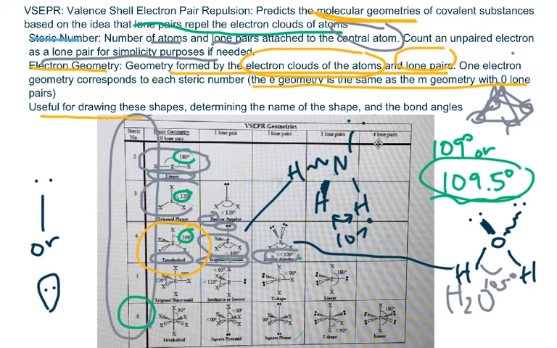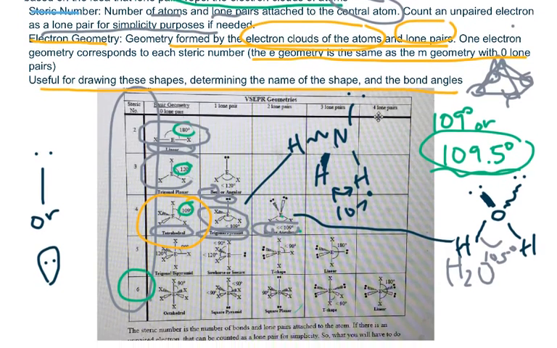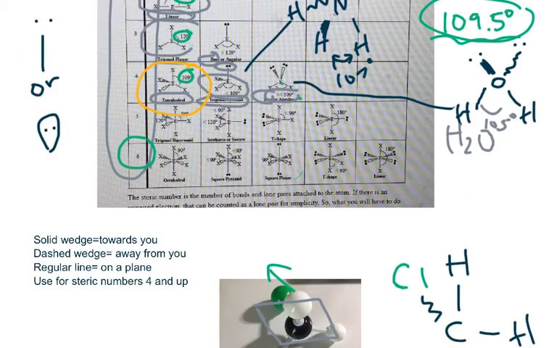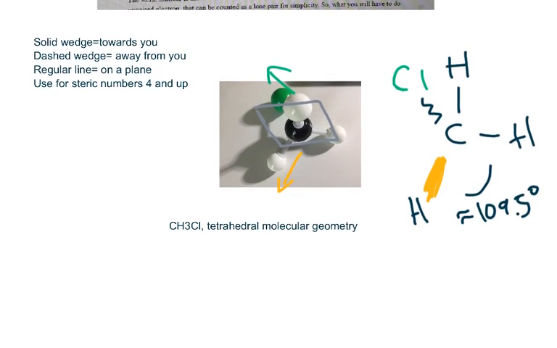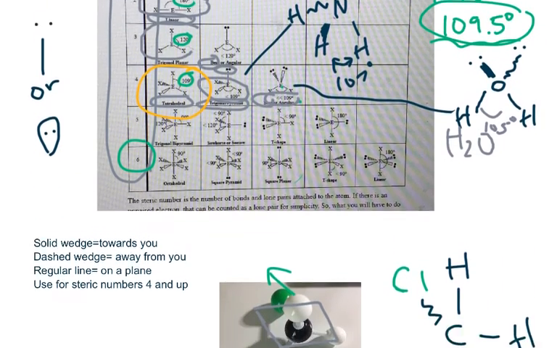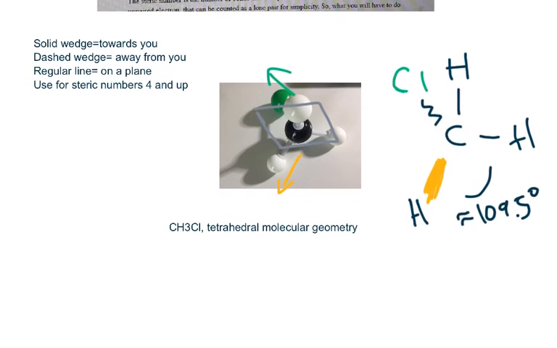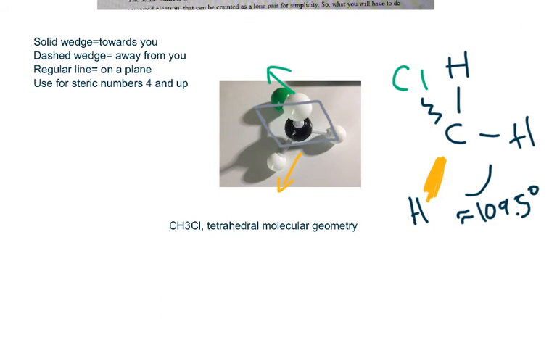Now, this will be very useful for drawing these shapes, determining the name of the shapes and the bond angles. But of course, just take a look at this chart and, let's do some practice problems, and with the chart, see if you can figure out things. But before we move on, I want to talk about one more thing. I wanted to talk about wedges. So, what are wedges? Well, these wedges describe the geometry of these atoms in the 3D world that we live in. So, here's how it works.